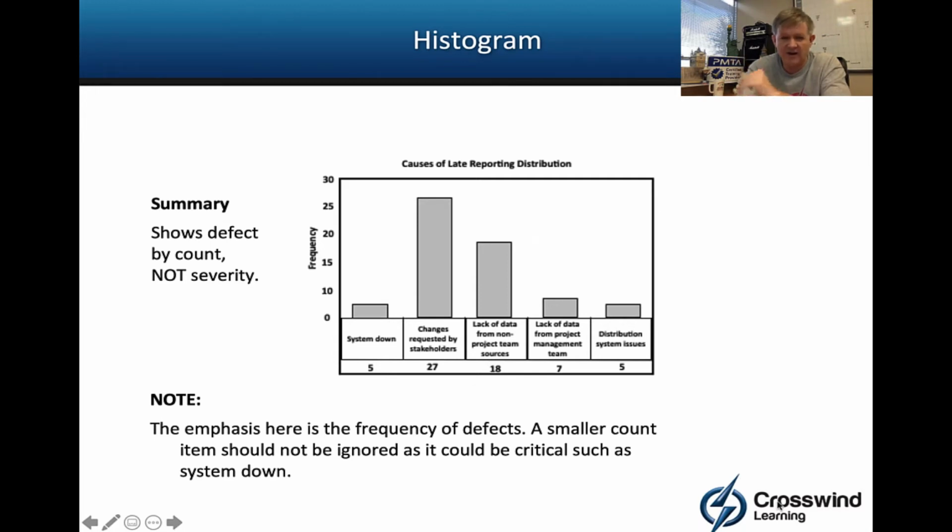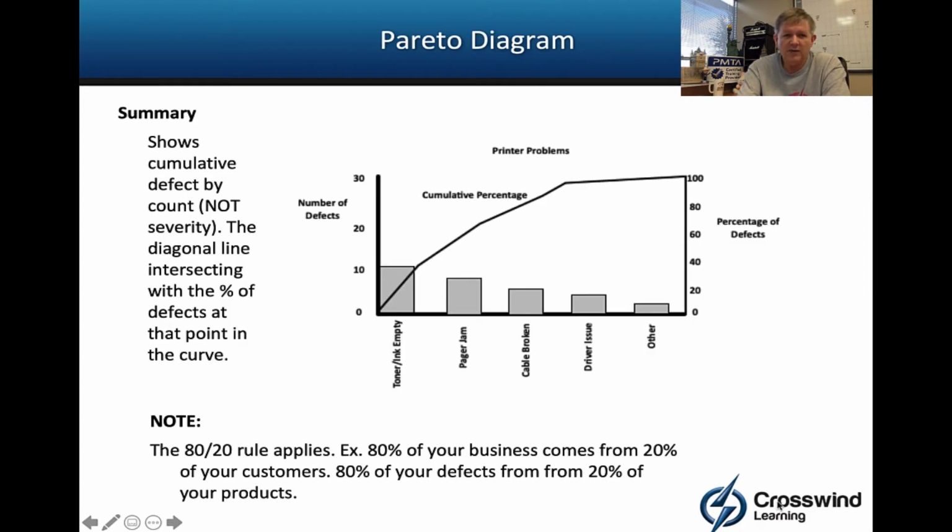And note, severity is not necessarily shown, meaning just because it's a shorter bar doesn't mean it's not severe. Now, when we look at a Pareto diagram, this is a cumulative histogram. So the 80-20 rule generally applies.